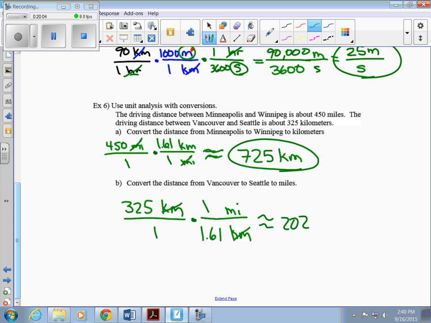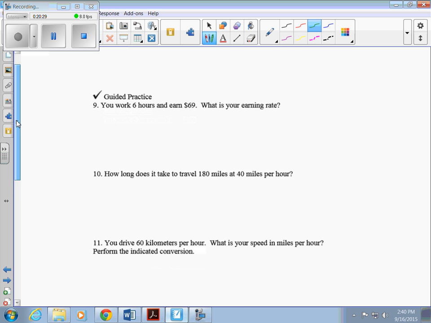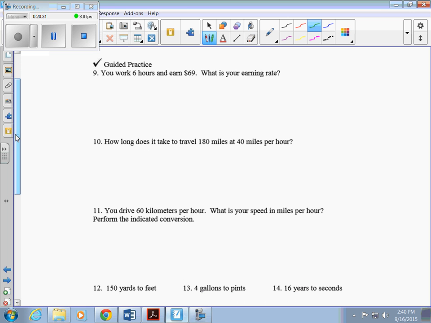202 miles. Now notice here, if you see the squiggly lines for your equal, anytime that we do an approximation or we round it off, we should put that instead of an equal sign because it's an approximation. All right, so that is example 6. Now, the rest of these problems, guide to practice. Go ahead and take a couple of minutes to do questions 9 through 14. I will pause the video and you can hit play when you're ready to check your answers.